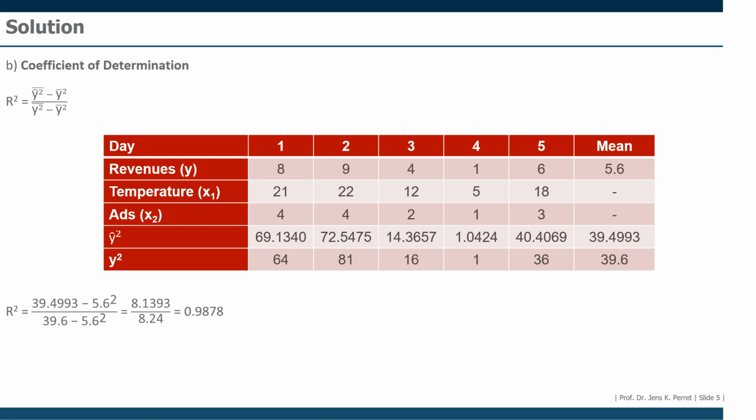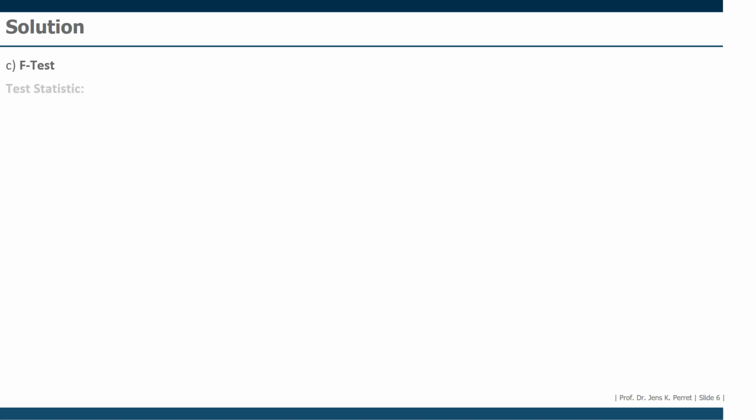But still the question remains, is this good enough? Meaning we have to conduct an F-test to check whether our model has significant explanatory power. That's what we're going to do on the next slide. So we conduct an F-test. For the F-test, first off, we need the test statistic. This is the following formula. We need the r squared, which we calculated on the slide before. We need k, the number of independent variables. Here we had two x variables, x1 and x2, so k being 2.